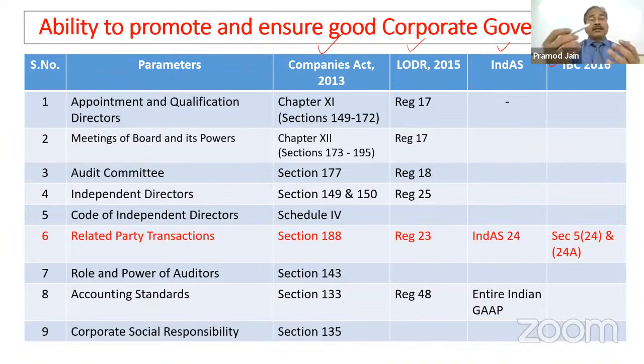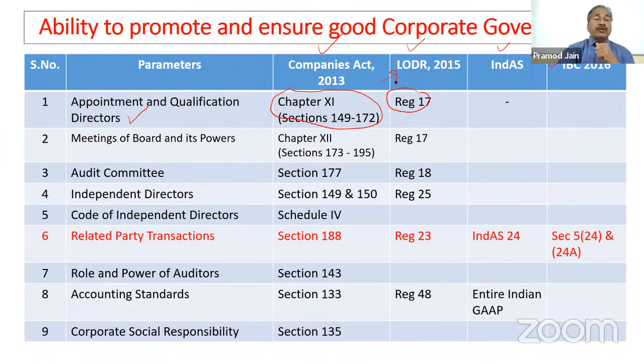So the first parameter that we need to have a good understanding of is the provisions relating to appointment and qualification of directors. Obviously, you are getting appointed on the board of a company as an independent director. So whether independent or otherwise, a director is a director. Therefore, you and I need to have a good understanding of Chapter 11, comprising Section 149 to 172, and of course Regulation 17 of LODR 2015.